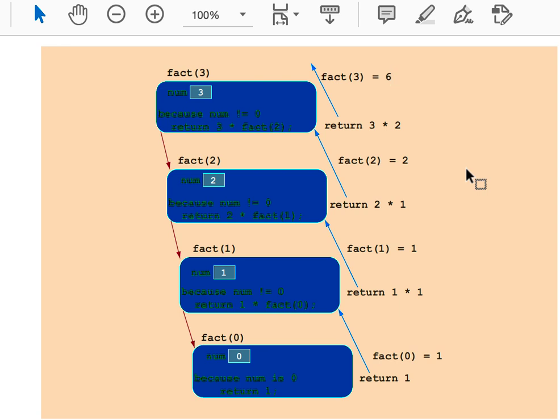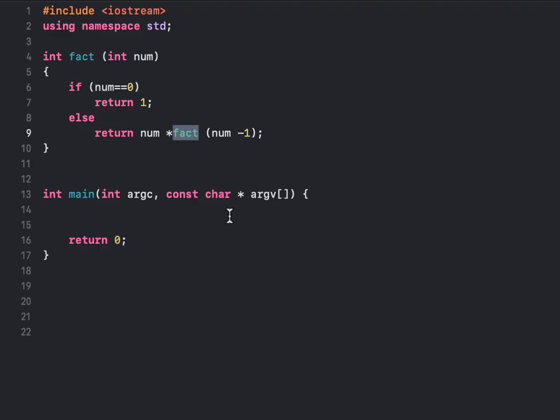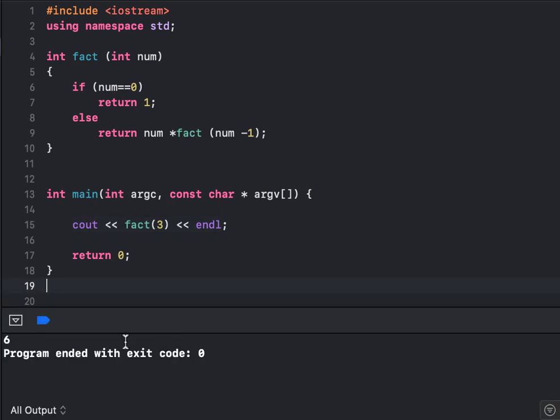Let's go back to the code, try this, and then continue. So what I'm going to do here is within main, I'm going to do cout. And the only thing that I'm going to do is call fact and pass number 3 to it. I'm going to add an end line just to make it look good. And let's just quickly run this. And as you can see down here, the result of our calculation is number 6.